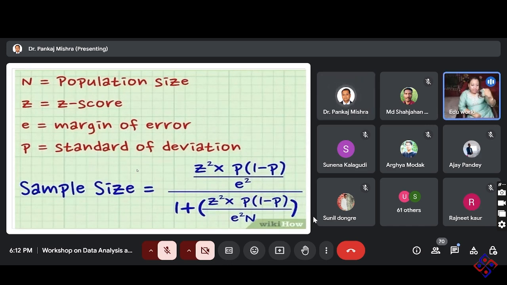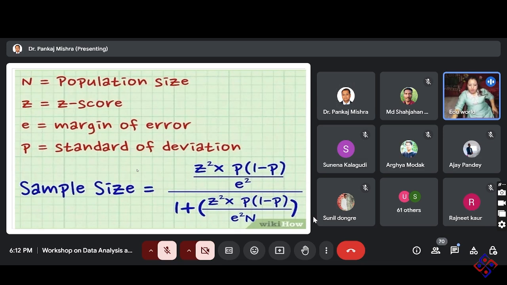Okay. For determination of the sample, this is the manual calculation that we can use for determining the sample. So P is the standard deviation. N is the population. Based on this formula, we can find out the sample size.